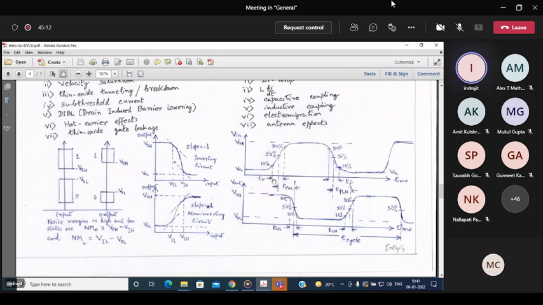T rising means the time taken by the signal to go from the 10% point to the 90% point, roughly. Similarly, falling time is the time taken by the signal to go from 90% to 10%.